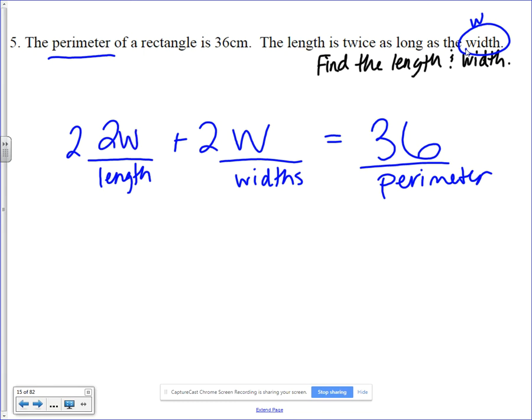Well, this looks pretty silly up here, doesn't it? The way it's written, it looks like 22W, so you better put your parentheses in there like that. This is a totally acceptable answer. Or you could simplify it. What is 2 times 2W?